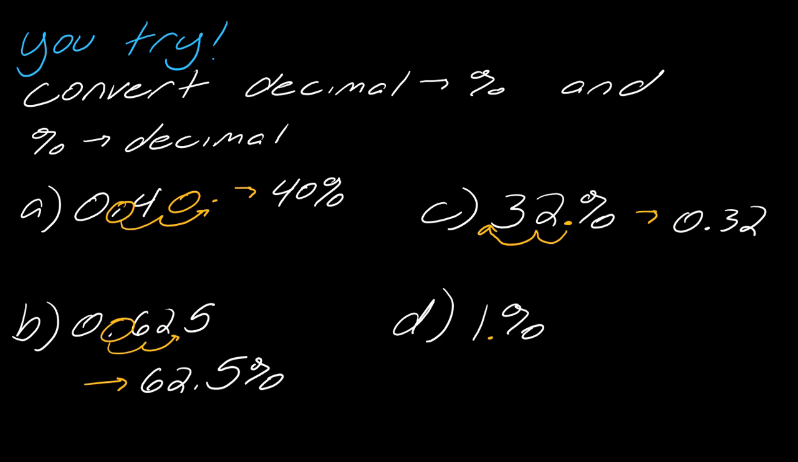And now for D, the decimal is right here. Similar problem to A, so I still need to move 2 spots over. What do you think you do in that empty spot? You're going to put in a 0. I kind of ran out of space here, but as a decimal, this would become 0.01. So you've always got to move those 2 spots, and then if you have an empty spot, you just put in a 0 in that placeholder.